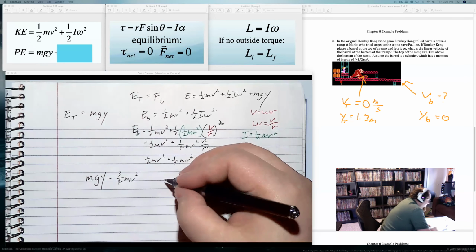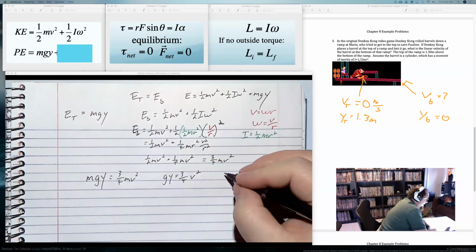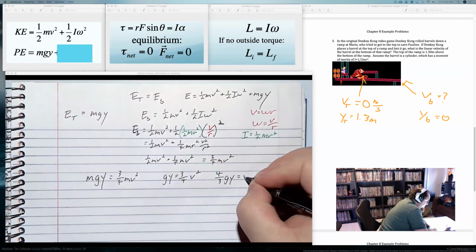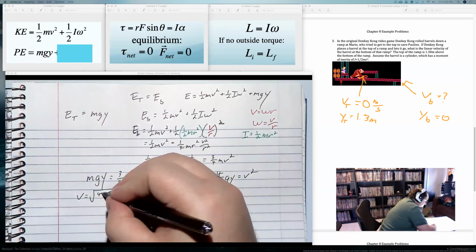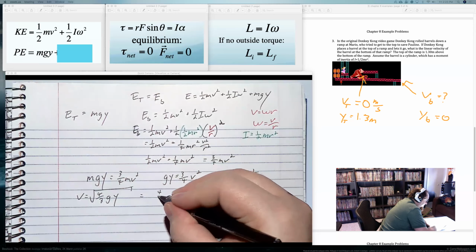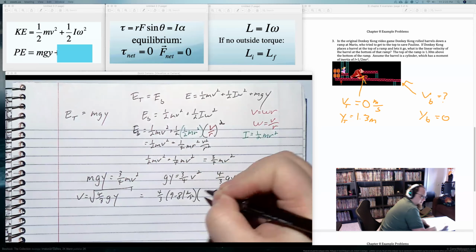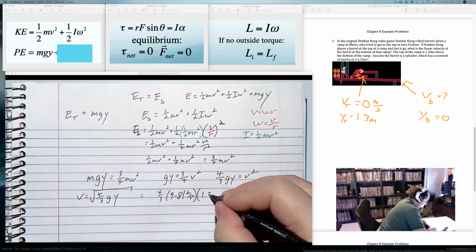I'll divide both sides by m, multiply both sides by 4, divide both sides by 3, and then square root. Well, I can plug in. What's y? 1.3 meters.